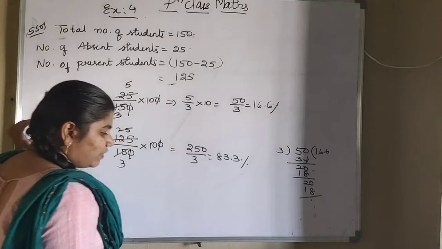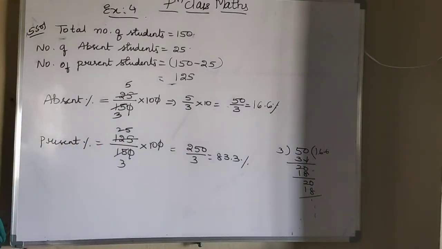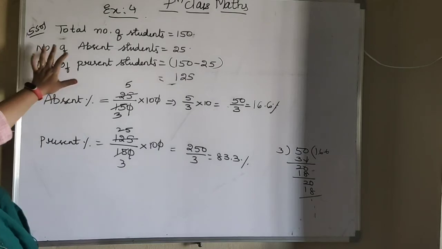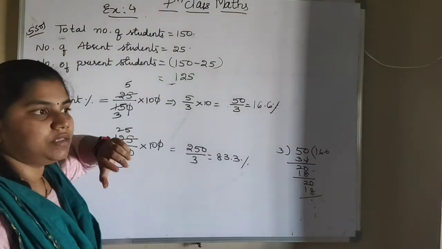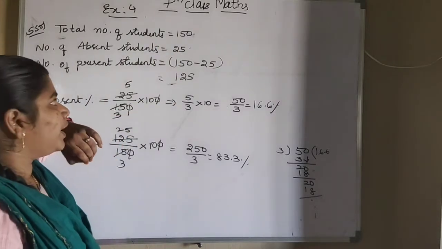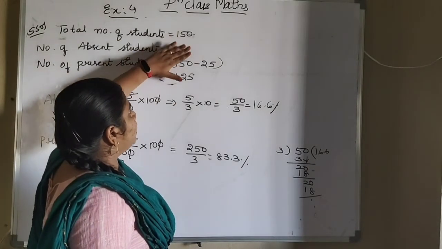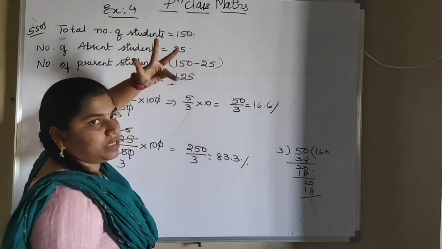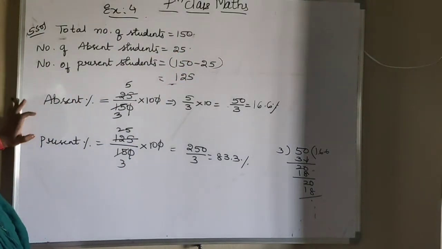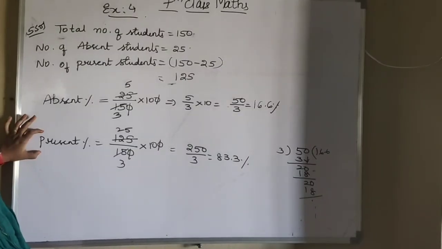Next is seventh one. So once again see this. Total number of students are 150. In that how many are absent? 25 were absent. So by using these two we can find the present students. How to find the present students? From total if you take out the absent one, that will be remaining will be present only. So now absent percentage we have to find. Present percentage also we have to find.